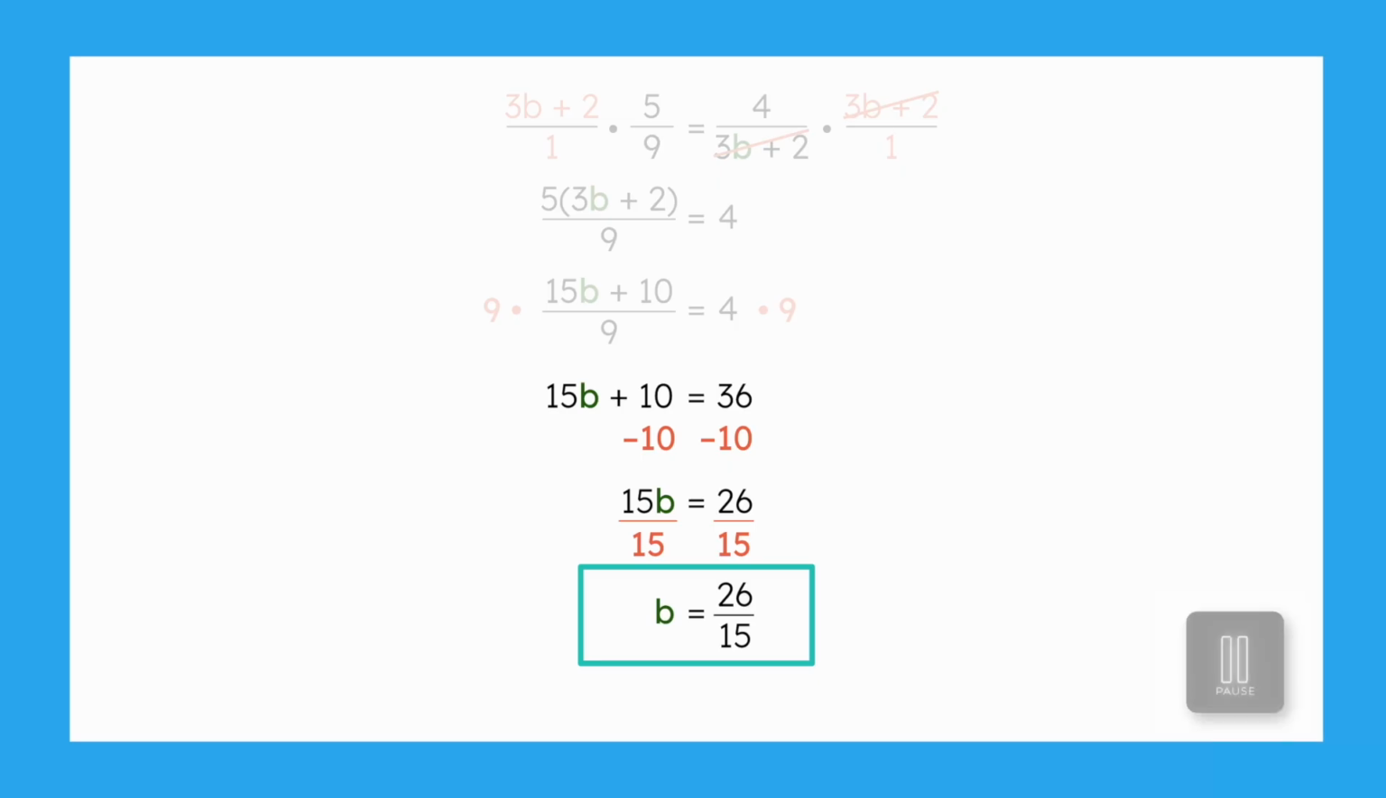Great job! Pause the video and explain the steps we used to solve this proportion in the space provided in your notes.